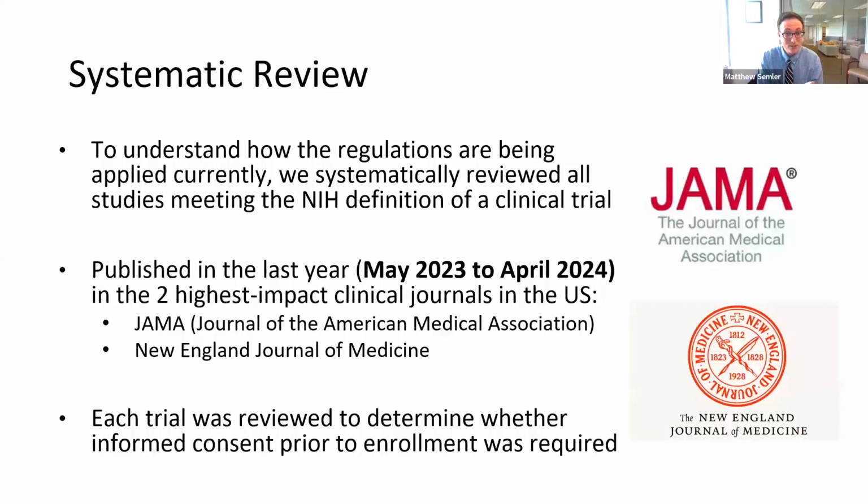So what we're going to do here is look at the last year at the two highest impact journals in the US and not ask some hypothetical question, but ask today, in the last year, what randomized clinical trials are being conducted without written informed consent prior to enrollment? What are those trials? What are the characteristics of those trials? Are they common or uncommon? What does this look like now? And then think about how the new FDA final rule should impact that going forward.